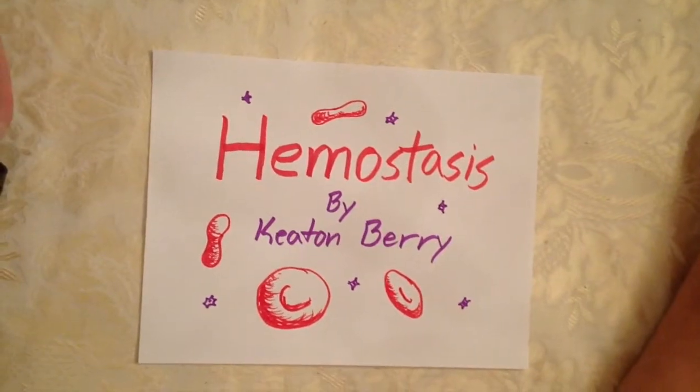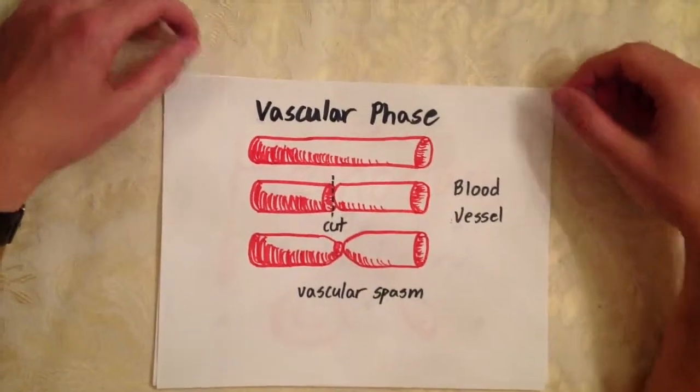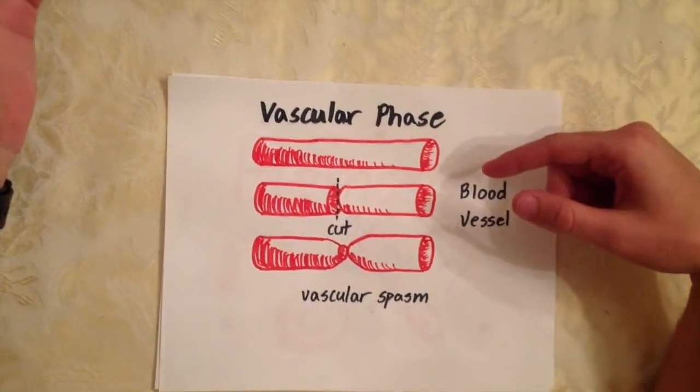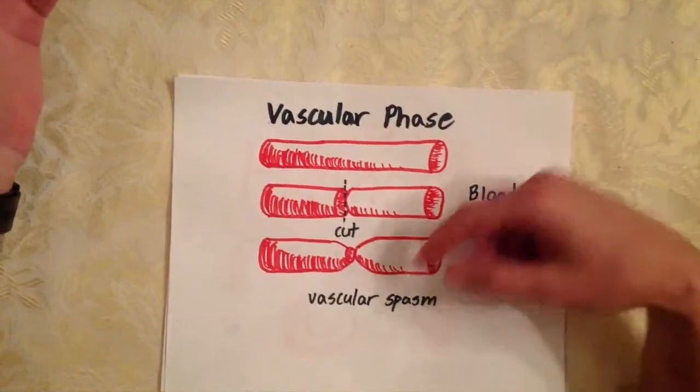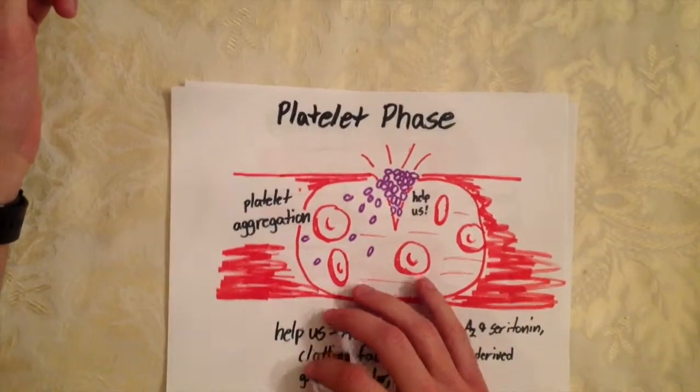Hemostasis consists of three phases. The first phase is the vascular phase. In this phase, when a blood vessel is cut, the smooth muscle around the blood vessel contracts, and it's called the vascular spasm. The next phase is the platelet phase.